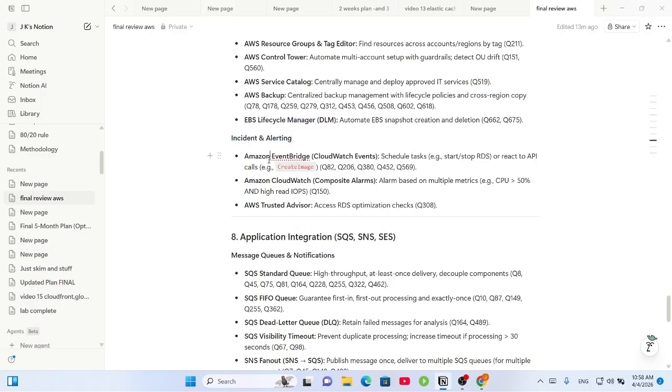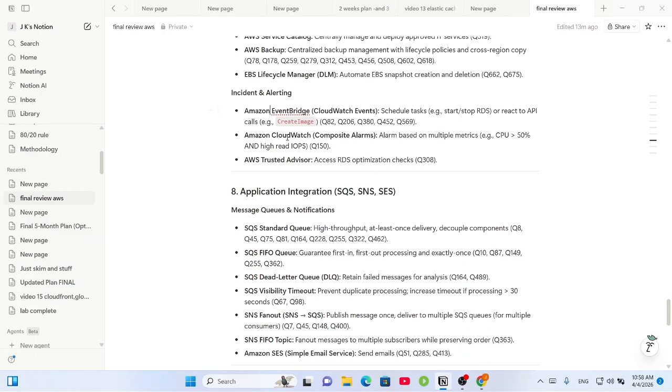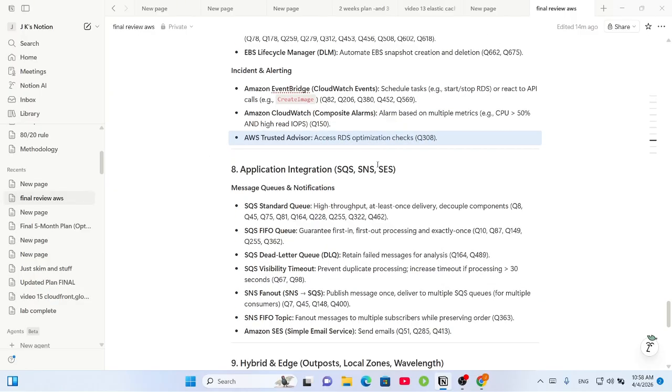So incident alerting, we have Amazon EventBridge, formerly CloudWatch Events: scheduled tasks, stop, start, react. If you want to interact with multiple AWS services, we have CloudWatch Events. Amazon CloudWatch alarms are based on multiple parameters and metrics, like CPU greater than 50 or high reads, all this stuff. AWS Trusted Advisor offers RDS optimization checks.